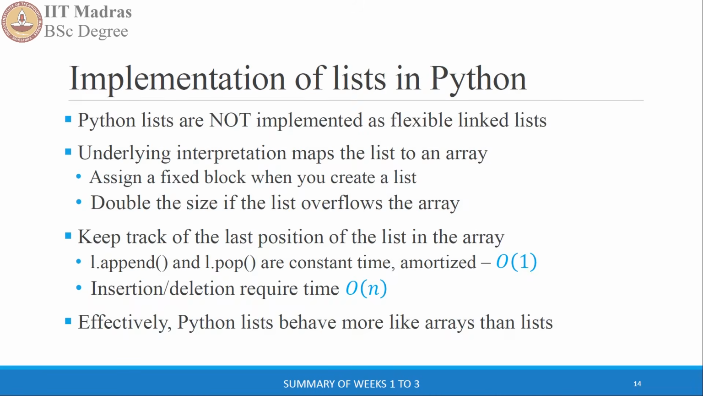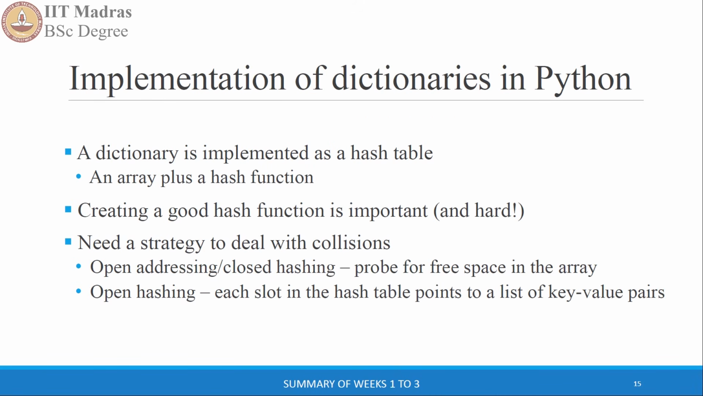Now let's see the implementation of dictionaries in Python. A Python dictionary is implemented using something called a hash table. A hash table is nothing but an array and a hash function. The hash function is used to decide where a specific value gets stored in this array. And that is why there is a possibility that two different values may have the same hash. And such a scenario is termed a collision.